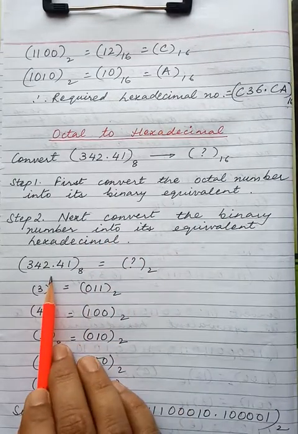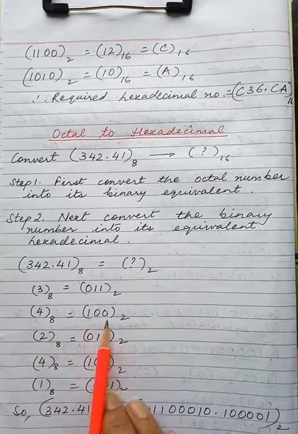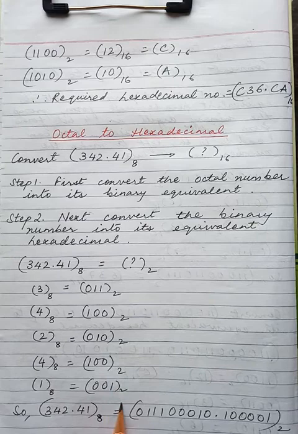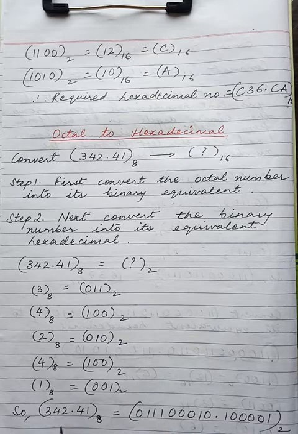So this is the octal number. How do we convert it into binary? We take the numbers separately and we convert them into 3 bits of binary. Octal to binary means 3 bits. We have already done this earlier. So this is the final result to convert an octal number to its equivalent binary.